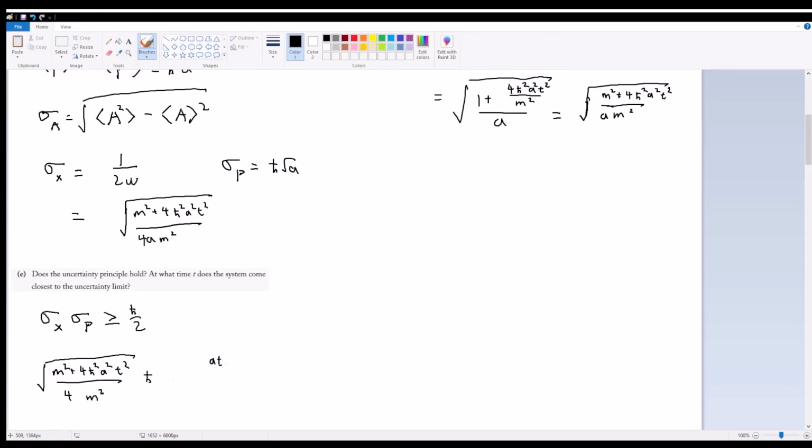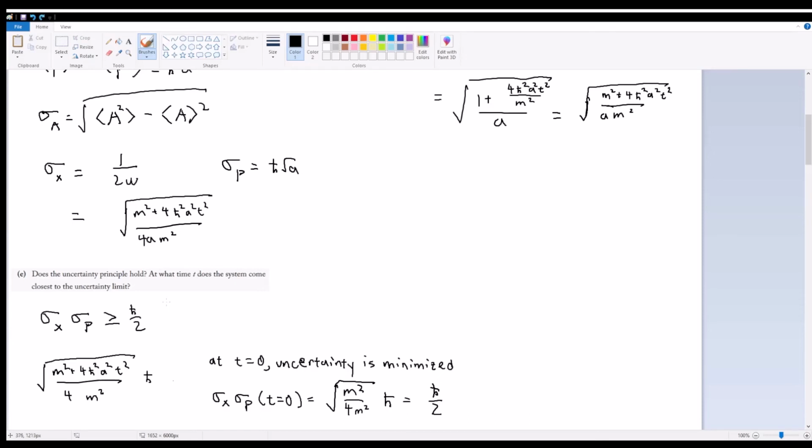So at t equals 0, uncertainty is minimized. So sigma x times sigma p at t equals 0 is going to be equal to the square root of m squared over 4m squared multiplied by h bar, or just h bar over 2, which is indeed exactly equal to the lower limit of the uncertainty principle.